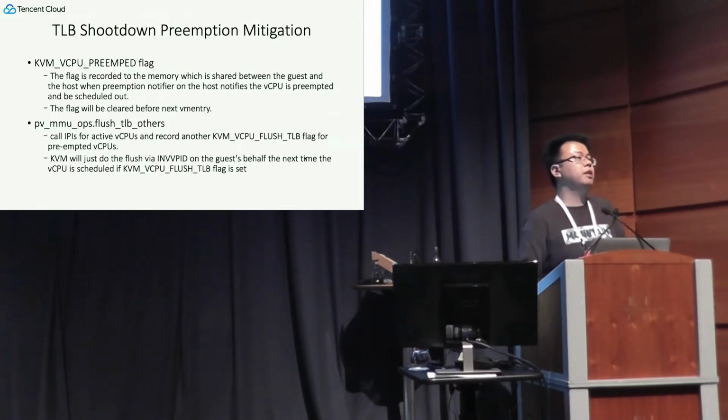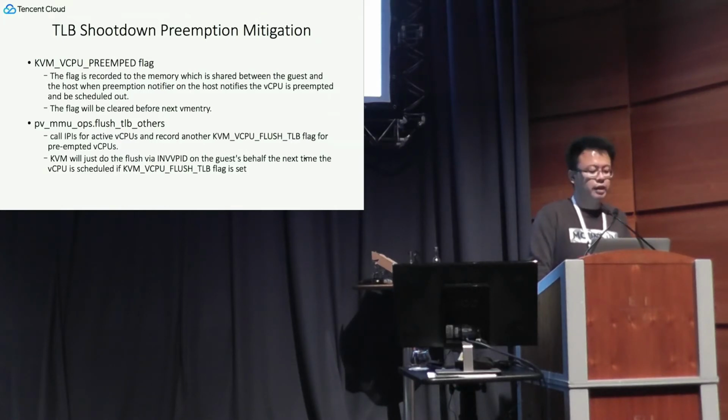Because in the guest, the IPI initiator CPU needs to know whether or not the target CPU is preempted. The vCPU itself can't know, but the host can know whether or not a vCPU is preempted. The preemption notifier on the host will notify that the vCPU is preempted and scheduled out. At this time, the vCPU preempted flag will be marked, and before this vCPU's next VM entry, the flag will be cleared. So in the guest, another vCPU can know, because this memory is shared between the guest and host, whether or not the target vCPU is active.